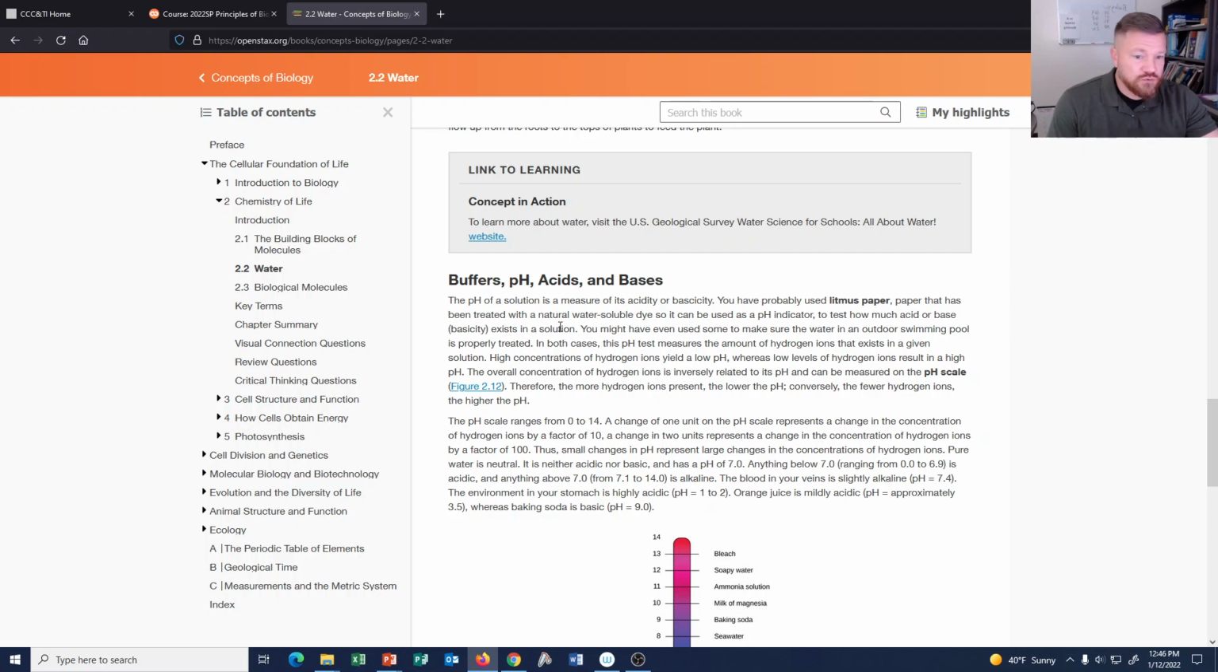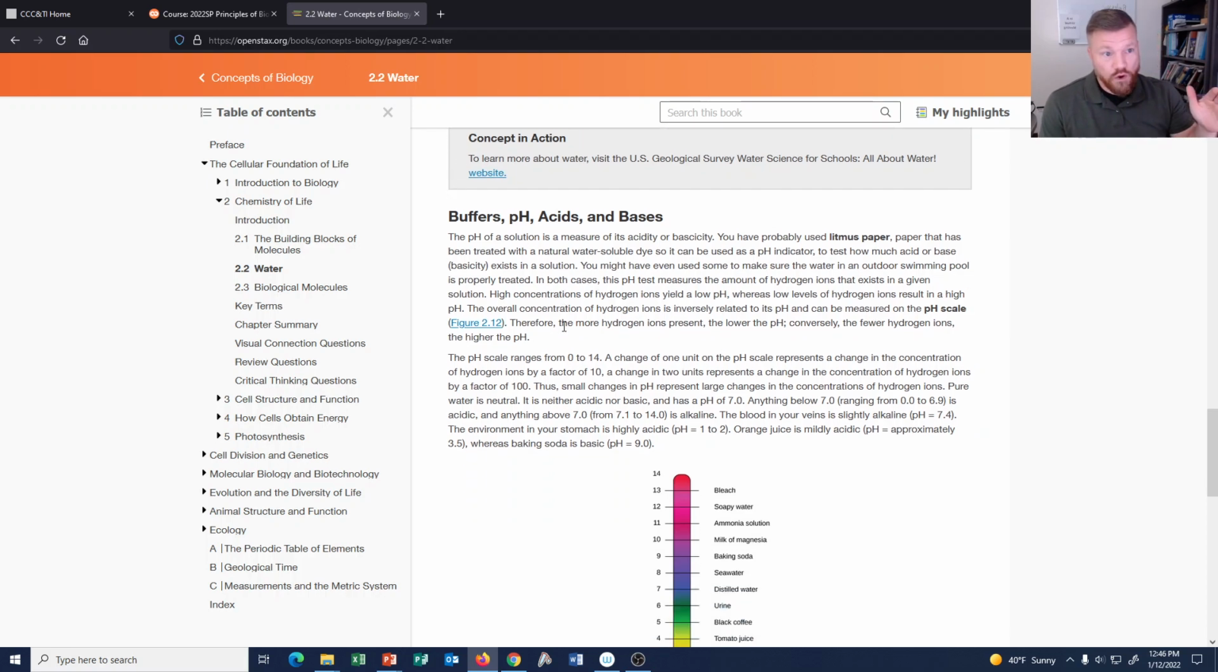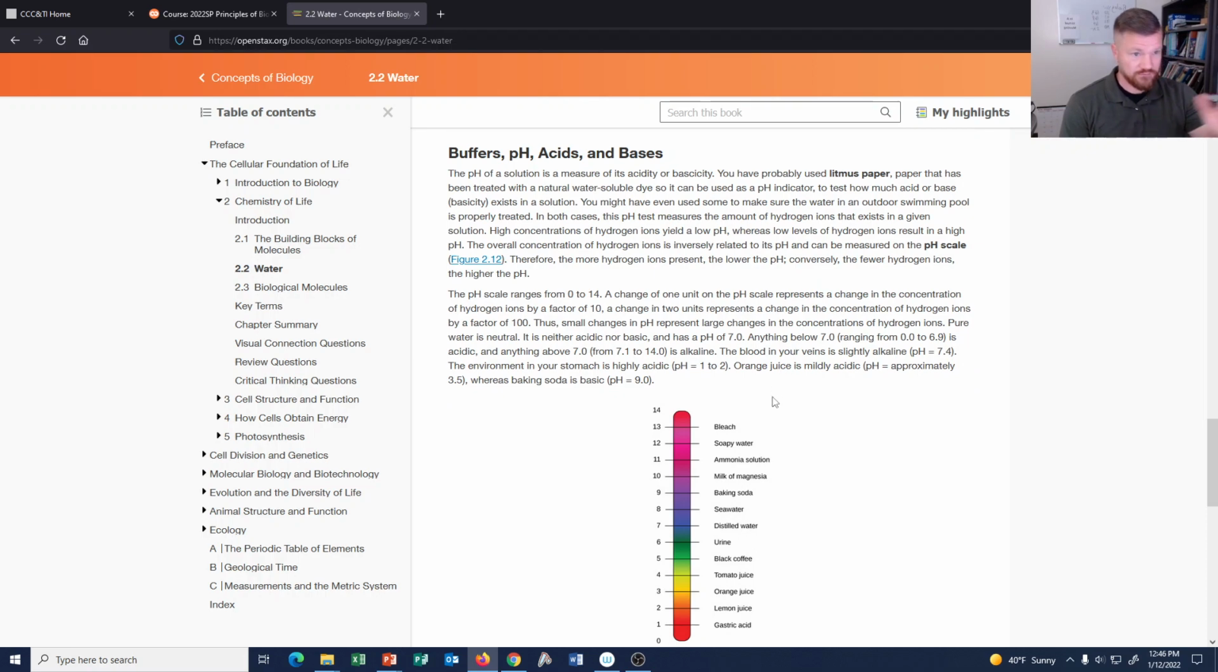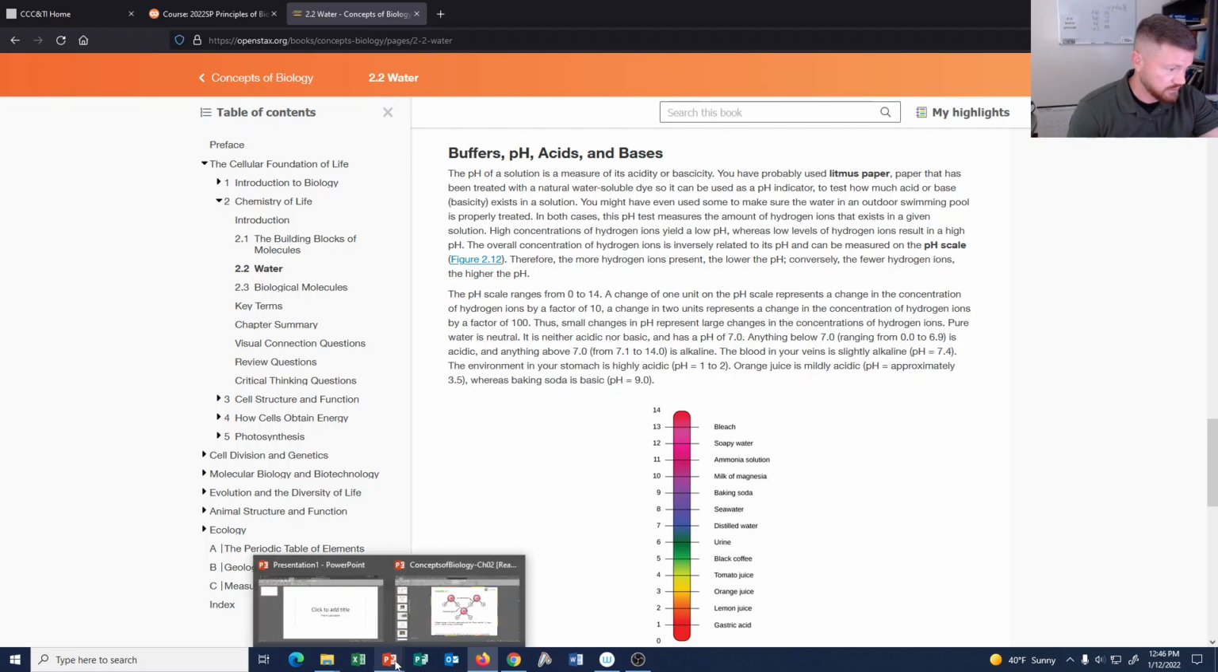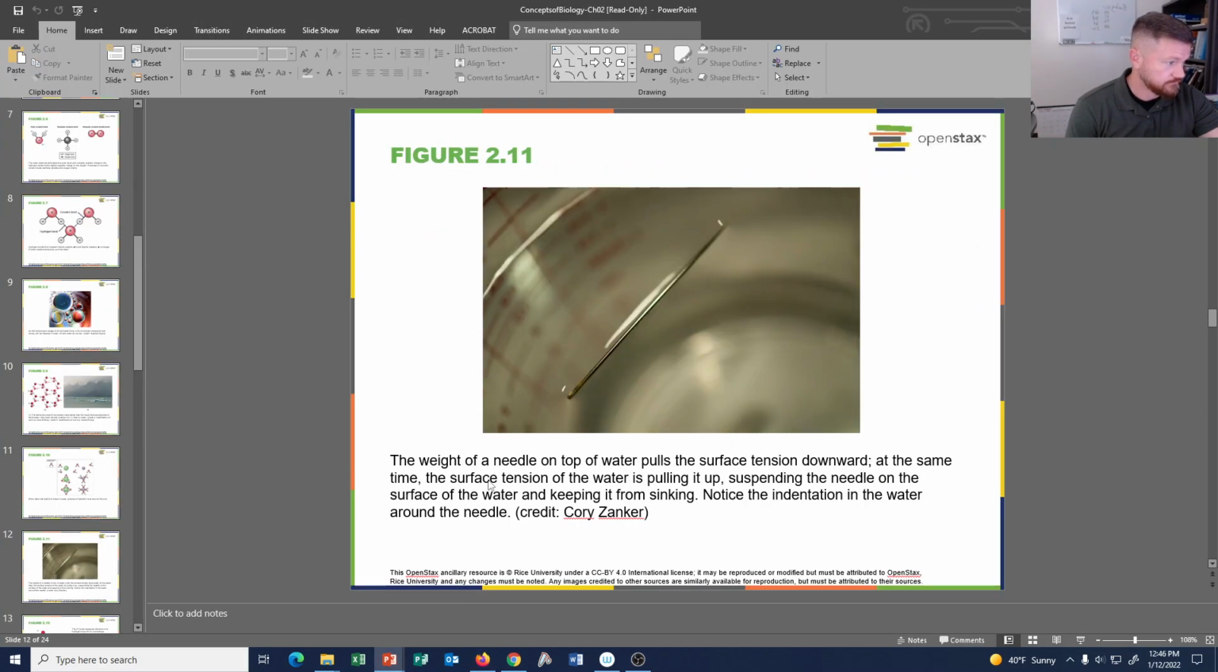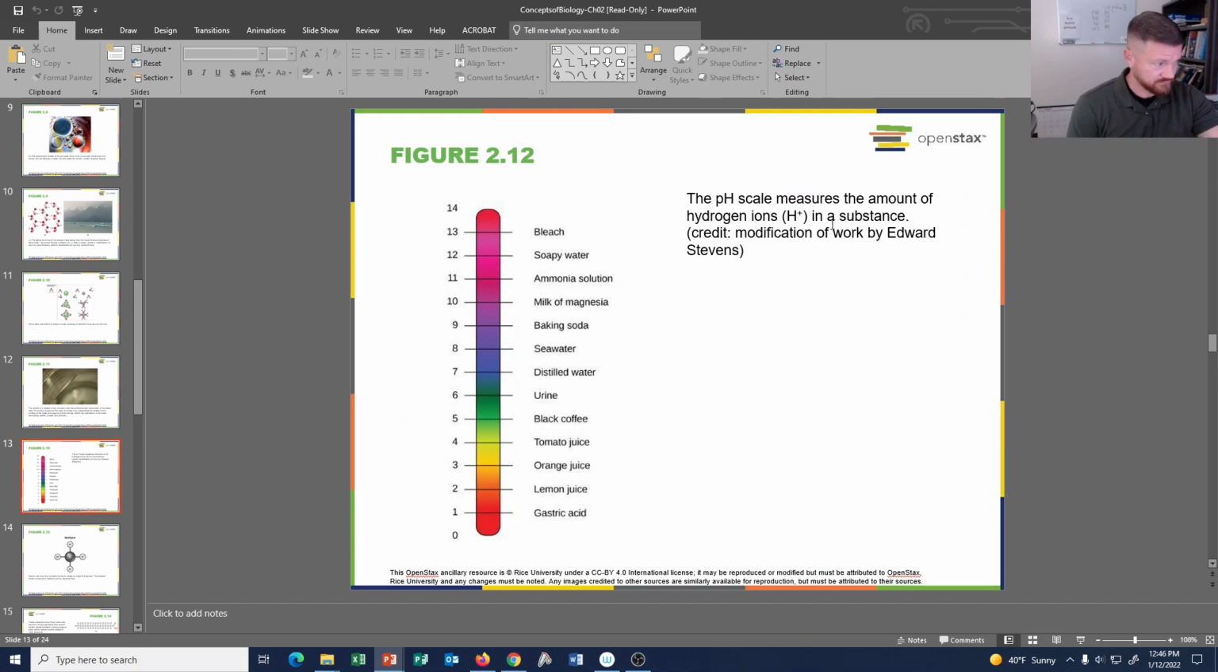Water also contributes to pH. In pure water, you have just as many hydrogens as you do hydroxyls, so HOH. Think about water, H2O, HOH. If I have just as many H's as I do OH's, one for one, then that would be a pH of 7. Purely distilled water.